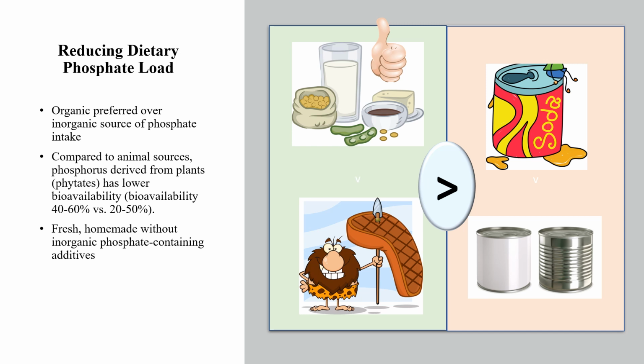In general, fresh and homemade foods without inorganic phosphate-containing additives are preferred. Finally, before we restrict any kind of dietary intake, we have to make sure that patients are well educated on the topic with or without the help of a dietitian to avoid malnutrition.